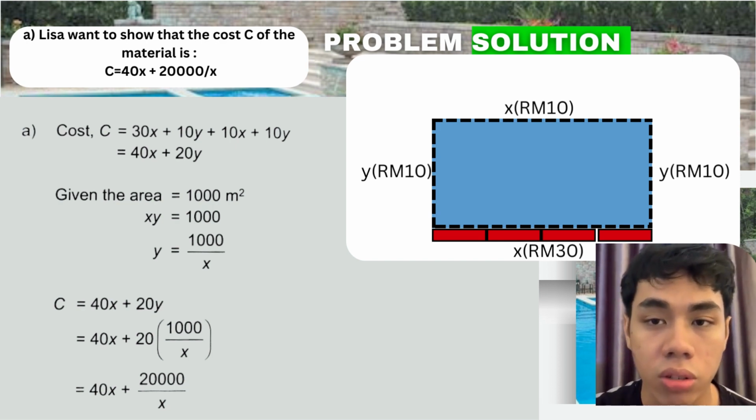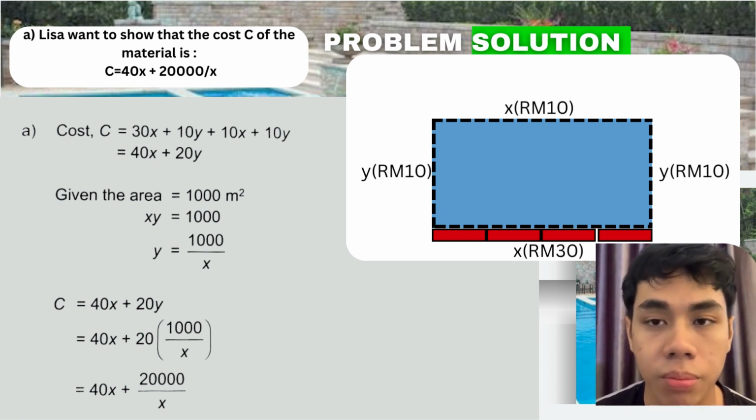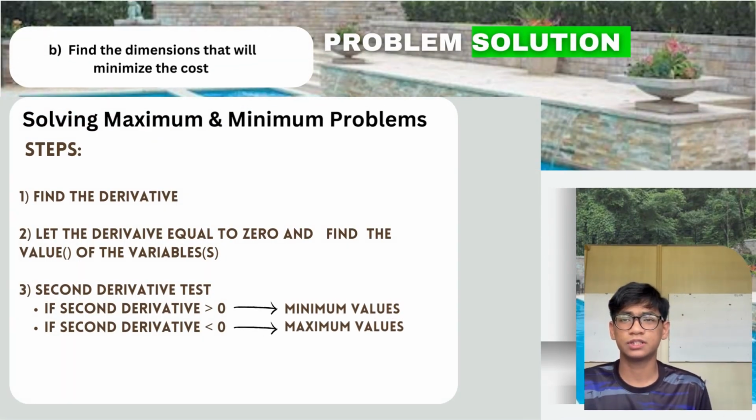Now we have C equals 40x plus 20y. We also have y from the area. We then substitute y into the equation that we have, which gives the final answer: 40x plus 20,000 divided by x, which means Lisa has shown that the cost C of the material is C equals 40x plus 20,000 divided by x. So we will go to question B.